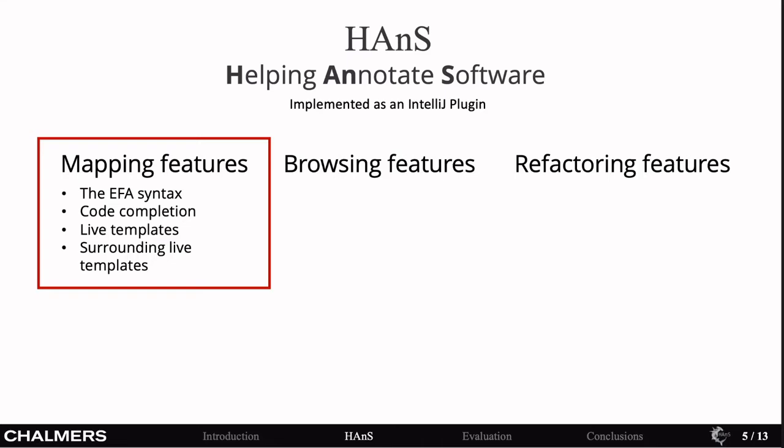First of all, we're going to talk about the mapping features of HAnS, and then follow with browsing features and refactoring features. The mapping features concern the syntax of the notation that we have discussed previously, the code completion of that syntax, live templates, which helps speed coding up, and surrounding live templates.